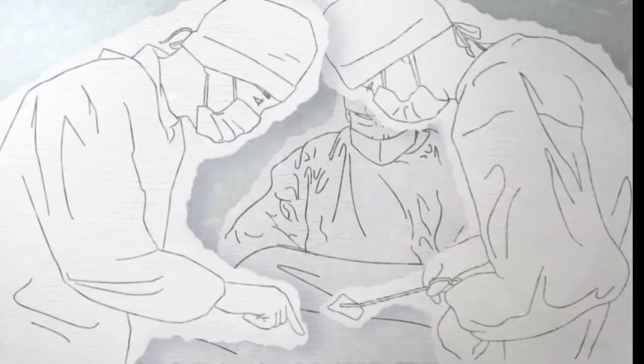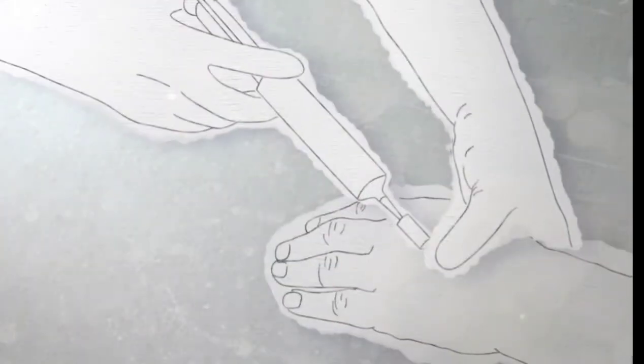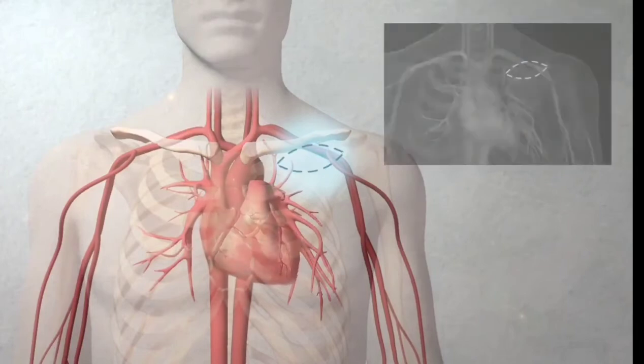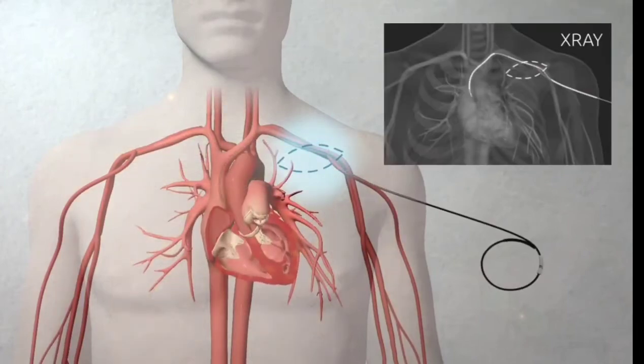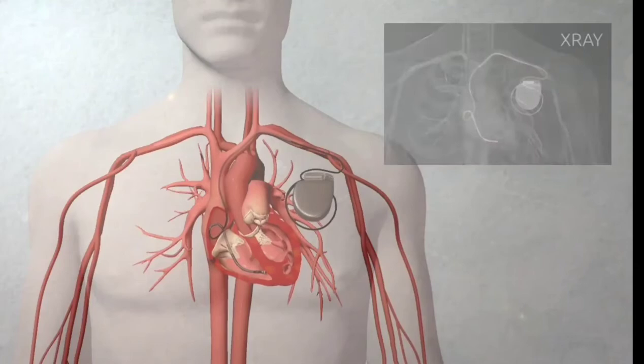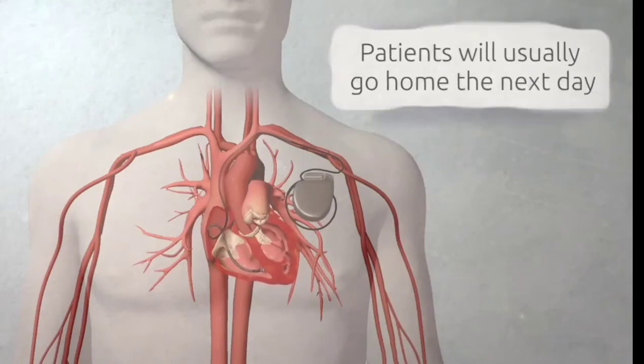A small surgery is required to implant a pacemaker, which takes about an hour. Patients are awake during the procedure and are given a mild sedative. The area under the collarbone is frozen and a small incision is made. The lead is then passed through the vein to the right side of the heart using X-ray guidance. The pulse generator is then connected to the lead, and the incision is closed. Patients will usually go home the next day.